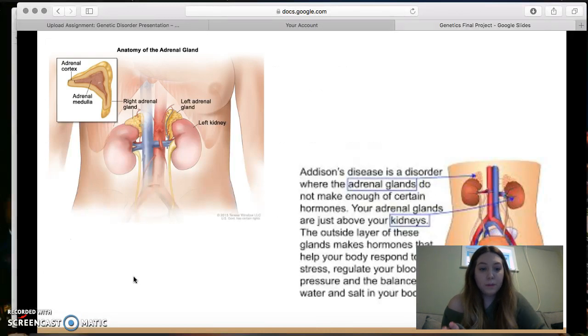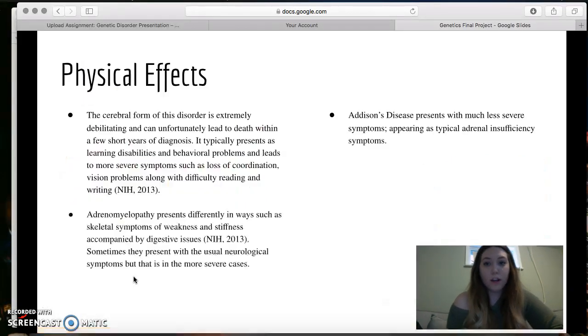So I just included some images here. The anatomy of the adrenal gland. The adrenal gland is located on top of the kidneys. What's affected in this disorder is the adrenal cortex surrounding the adrenal medulla. Addison's disease is a disorder where the adrenal glands do not make enough of certain hormones. As I stated, your adrenal glands are just above the kidneys. The outside layer of these glands make hormones that help your body respond to stress, regulate your blood pressure, and the balance of water and salt in the body, which is pretty important.